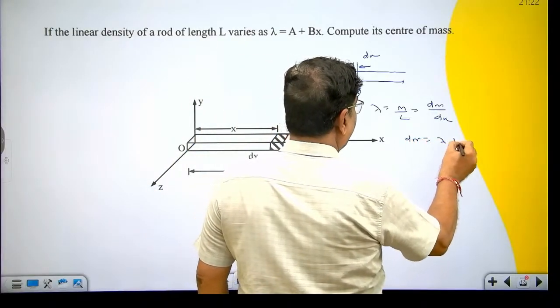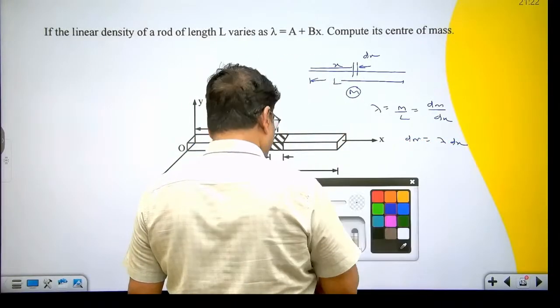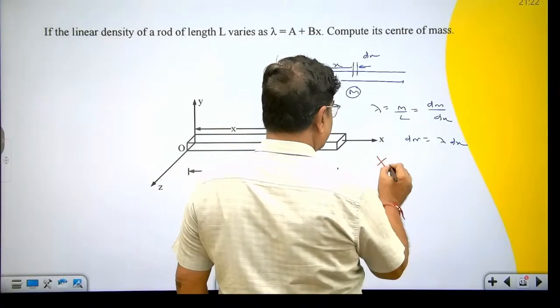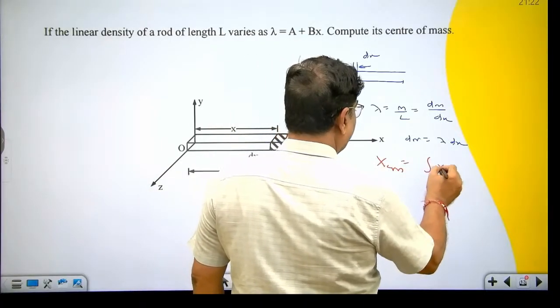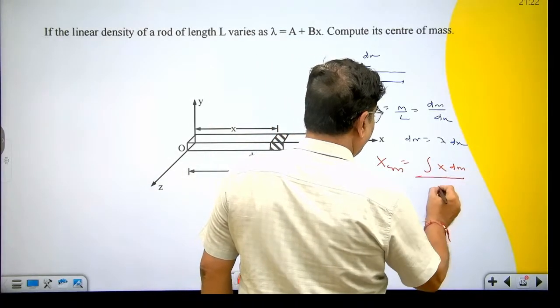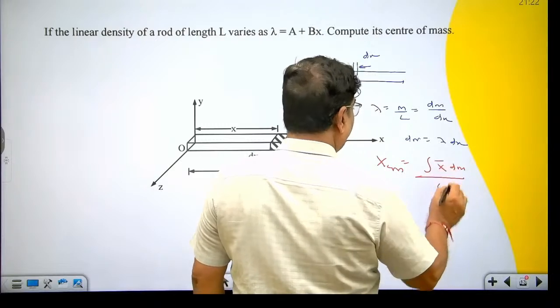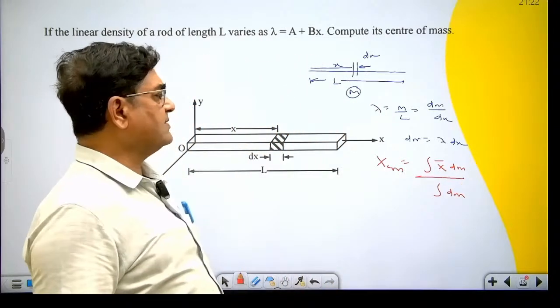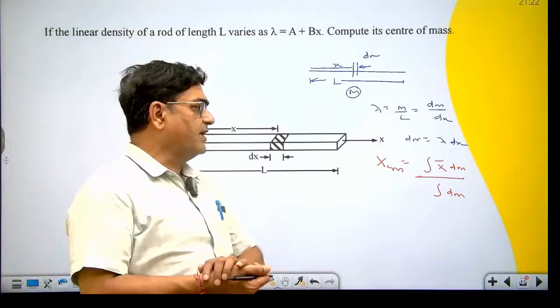dm is equal to lambda dx. Okay. Now we can easily find x_cm. How to find x_cm? Integration of x dm upon integration of dm. x bar is the position of center of mass of the element chosen.